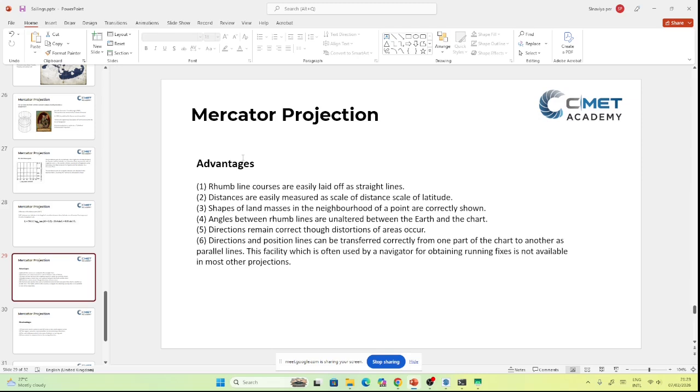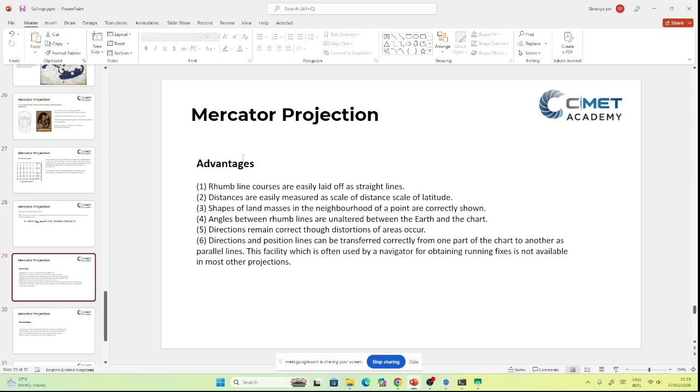Directions remain correct, though distortions of areas occur. For a navigator, what are the main three pillars required? Your course, your distance, and your position. So as long as your course remains correct, even though the chart is distorting the lands, it's not a problem for you as a navigator.